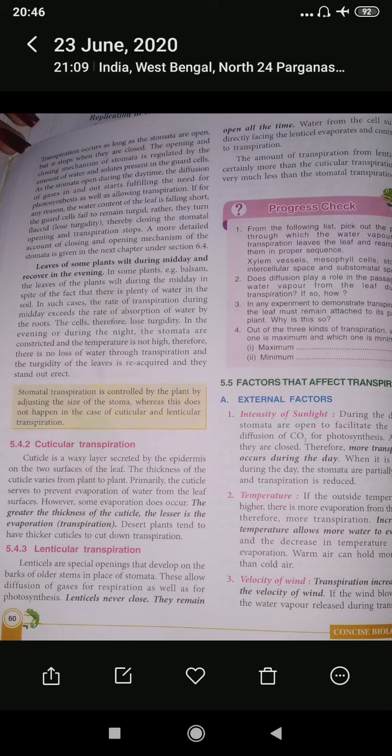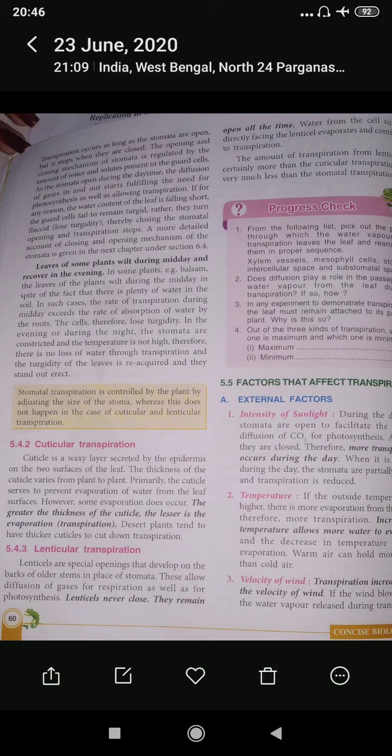Next is carbon dioxide concentration. If the atmospheric carbon dioxide increases above its normal, then stomata get closed and the rate of transpiration reduces. Next and last external factor is atmospheric pressure. When atmospheric pressure increases, the transpiration rate decreases. So it is inversely proportional.